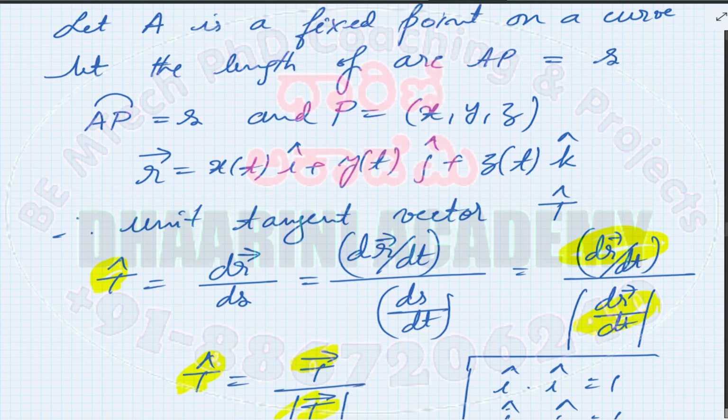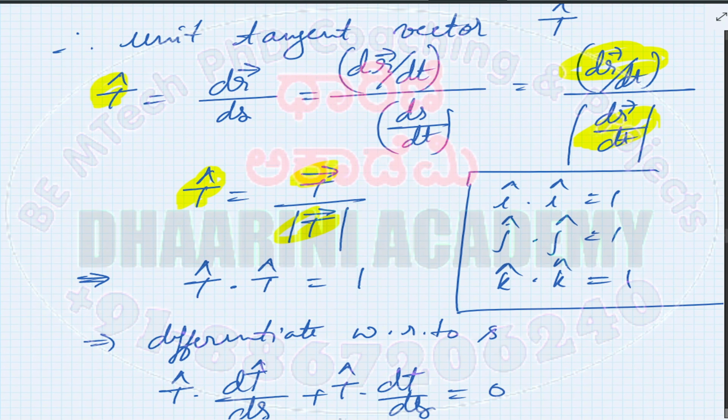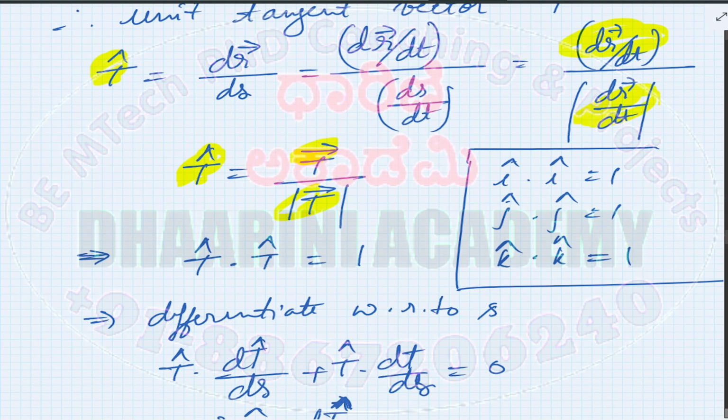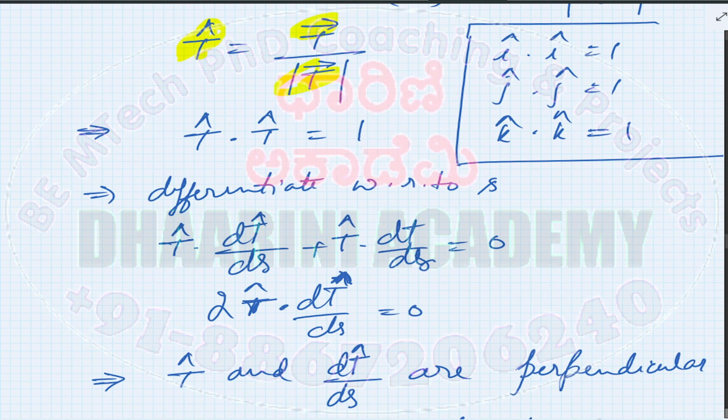After that, the unit tangent vector we first want to find. How do you find that? Differentiate. So that is dr by ds, nothing but dr by dt into dt by ds. But ds by dt is nothing but once again the magnitude of dr by dt. So first we find the t cap as t vector divided by magnitude of t vector.